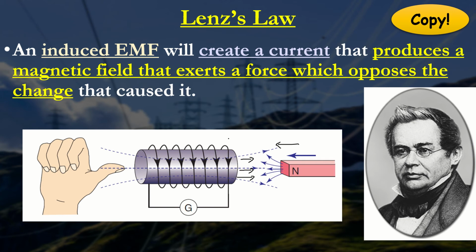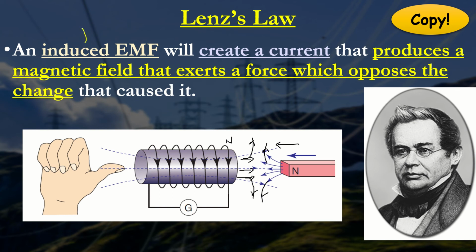Now, we know that if we have two similar poles, two north poles, their magnetic fields can never touch. They basically spread out like that. So that's kind of what Lenz's law is trying to state, that when we have a change, when we have an induced EMF, it will try and oppose the original change that caused it, mainly by having a current moving in the opposite direction and a magnetic field that goes in the opposing direction.